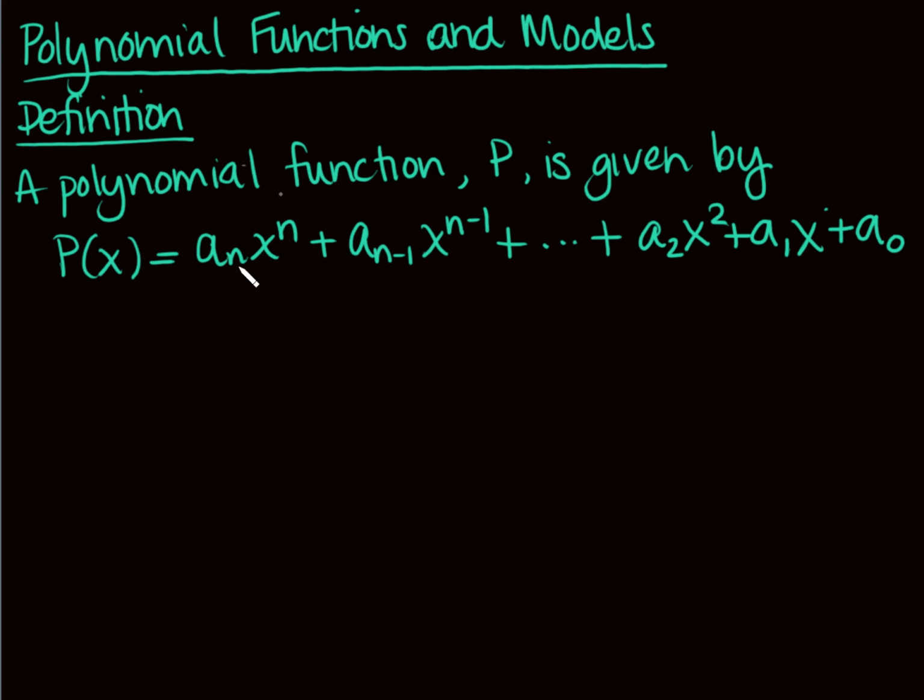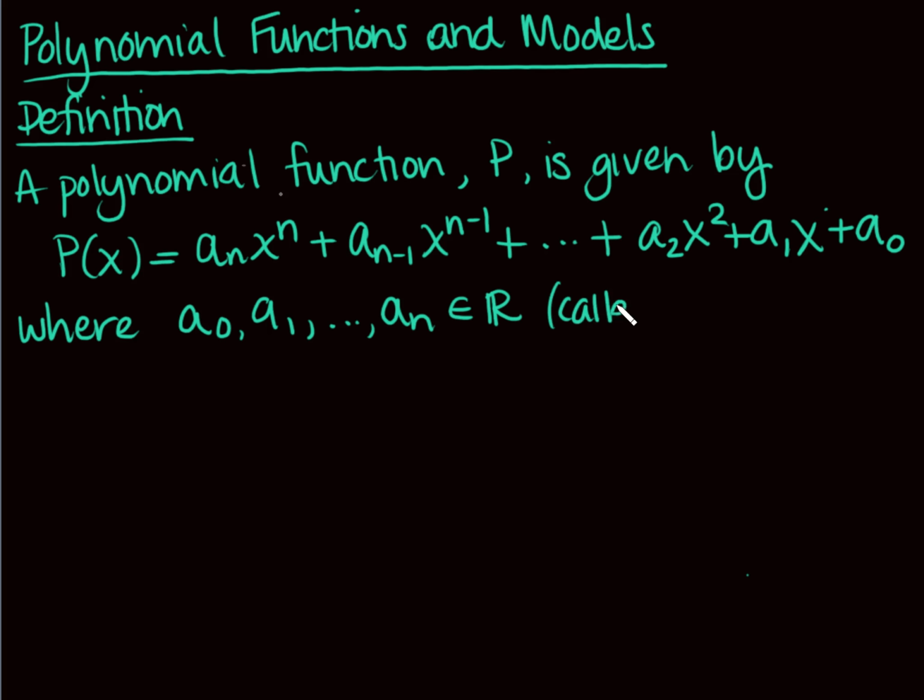This p of x equals a sub n, x to the n, plus a sub n minus 1, x to the n minus 1, plus, thank goodness for the dot, dot, dots, a sub 2 x squared, a sub 1 x, and a sub 0. Now, we don't have to have all of these coefficients either, but let's define what these are. A sub 0, a sub 1, dot, dot, dot, up to a sub n are real numbers. The quick way of writing that is elements of the real numbers. I don't know if you've seen that notation before, but that just means elements of. The bold R means the real numbers, and we call them coefficients.